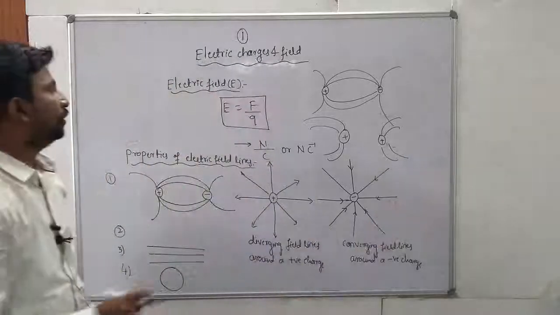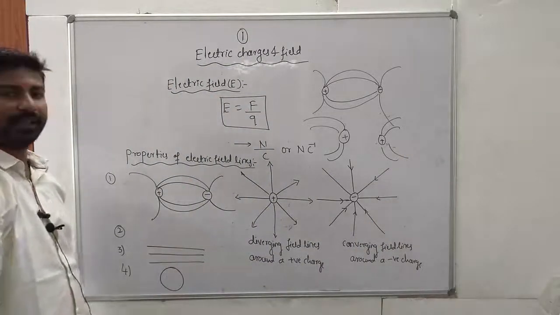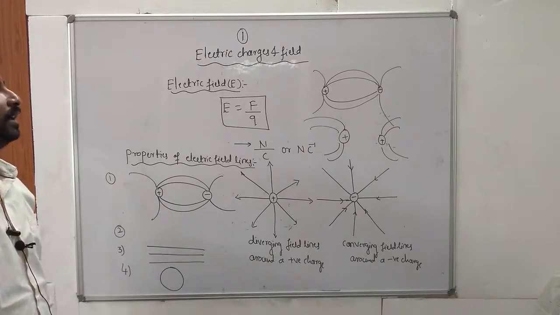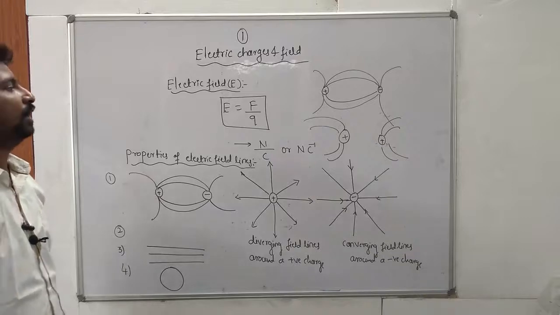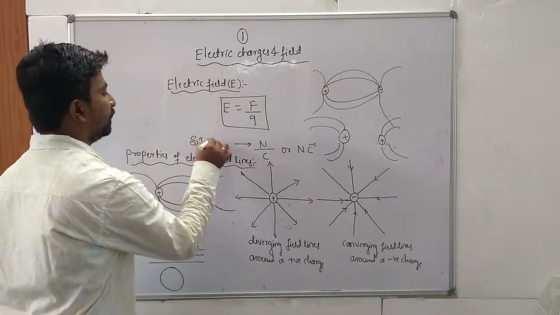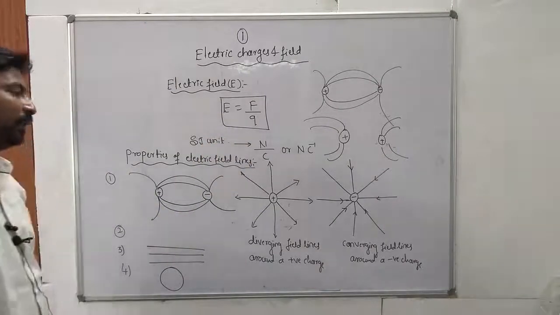Isn't it? So once again, what is meant by electric field? The force experienced by the moving charge placed at that point is called what? Electric field. So E is equal to F by Q. The SI unit of electric field is Newton per Coulomb.